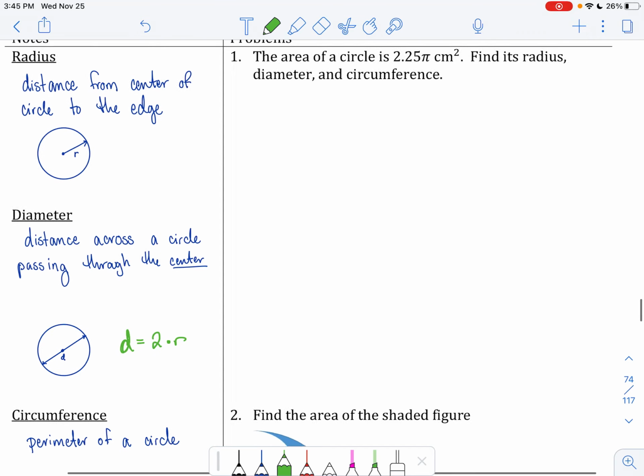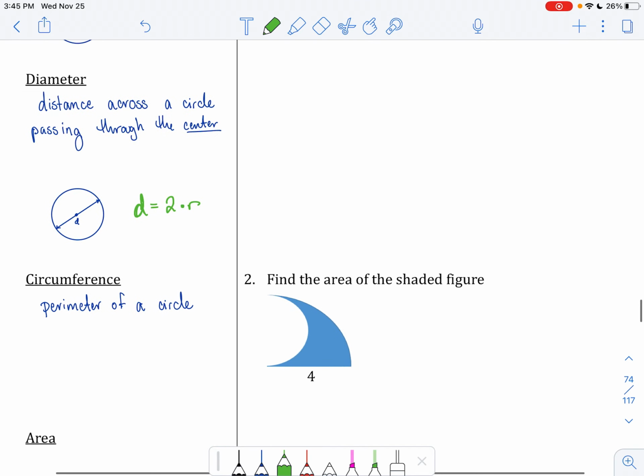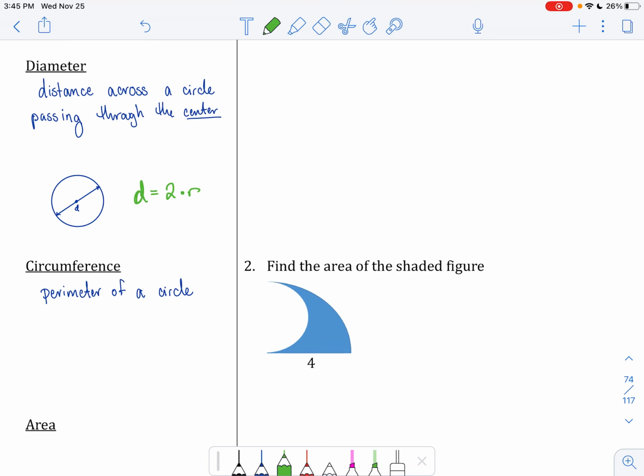Now, there is a special name for the circumference, which is the perimeter of a circle. Every other shape, we just call it the perimeter. Circles are special. We call it the circumference. That formula is pi times diameter. You will also remember diameter is 2 times the radius, so you might also see 2 radius pi.